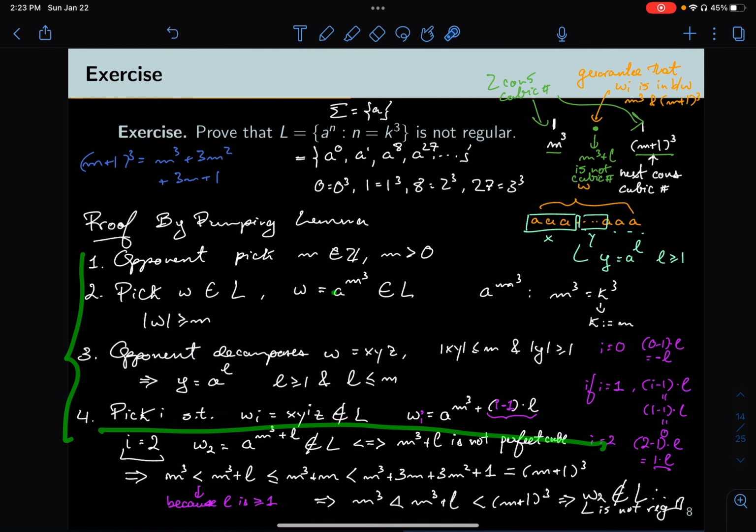So I had an integer M, I used M to create a cubic number. Then the decomposition means that because I just have a's, y is just some number of a's. In particular, say you set that to L. Then if you pump up by just one, you get M cubed plus L. And through some reasoning here, you know that M cubed plus L is in between M cubed and the next consecutive cubic number, which means that the length of the pumped string is not a cubic number. Okay, so that was another example of using the pumping lemma to prove that a language is not regular.